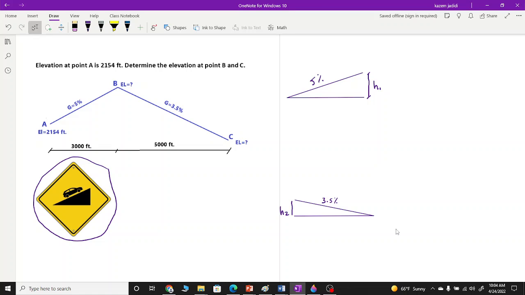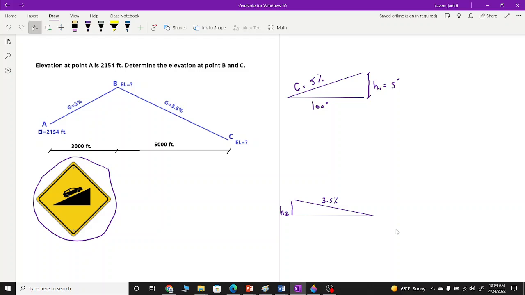Now, when it says G is 5%, it means that every 100 feet horizontal distance means 5 feet change in elevation vertically. So 100 feet horizontal, 5 feet vertical.